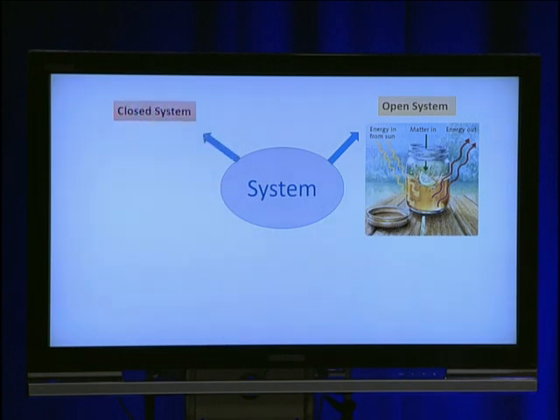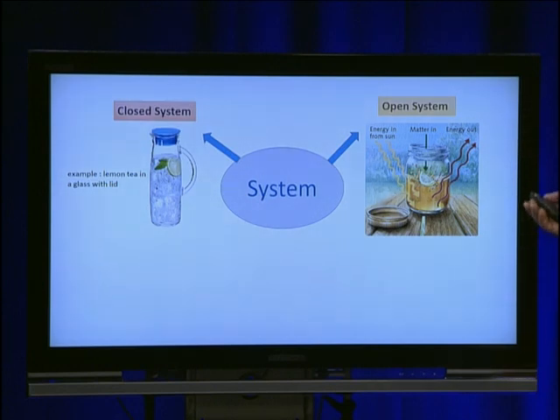Next, we have the closed system. In a closed system, there won't be any exchange of mass between the system and the surrounding, but there will be exchange of energy between the system and the surrounding. For example, if you take a glass of water and tightly close it with a lid, then it becomes a closed system where nothing can go in, nothing can come out, but it can exchange energy with the surrounding.